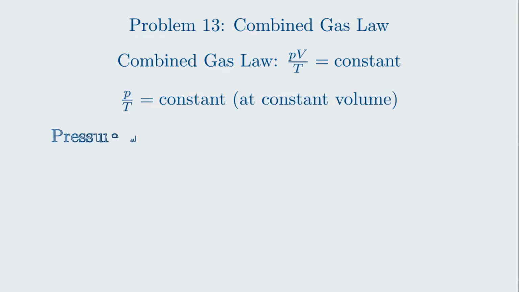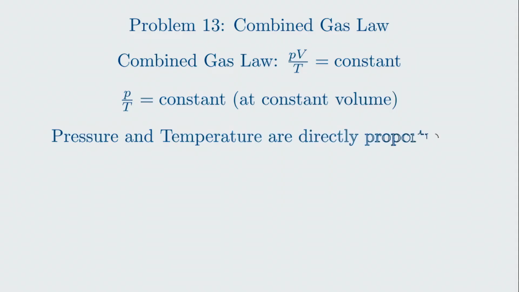For the ratio P over T to remain constant as one changes, the other must change proportionally. This means if temperature goes down, pressure must also go down. So in the winter, the temperature decreases. According to the gas law, this will cause the pressure inside the tire to decrease.